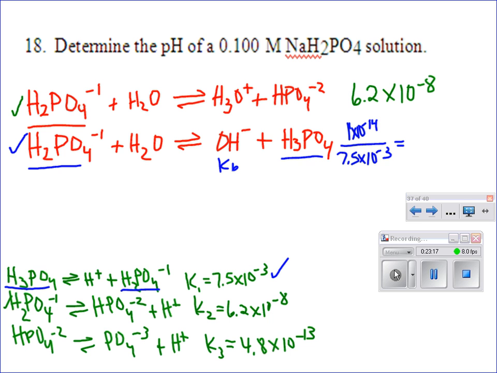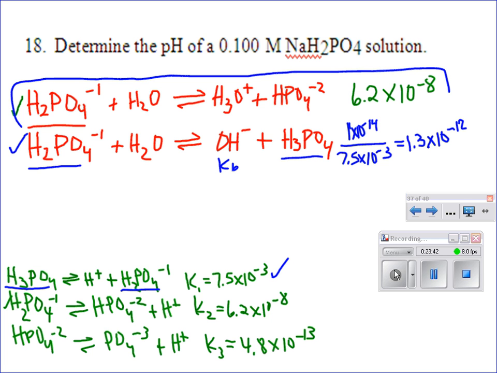comes out to be 1.3 negative what? Negative 12. So there's the 2 Ks that represent those reactions. Which one of those is more apt to dissociate? Which is a better dissociation, the first one or the second? The first one. Why? It's a bigger K. So this is the reaction we're going to use in our rice table.